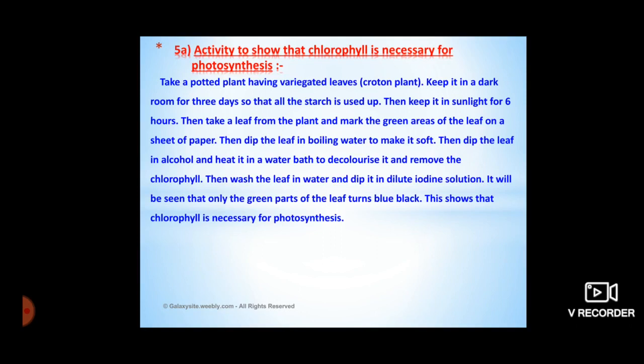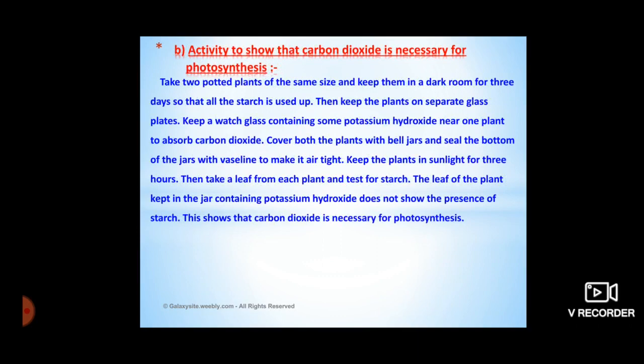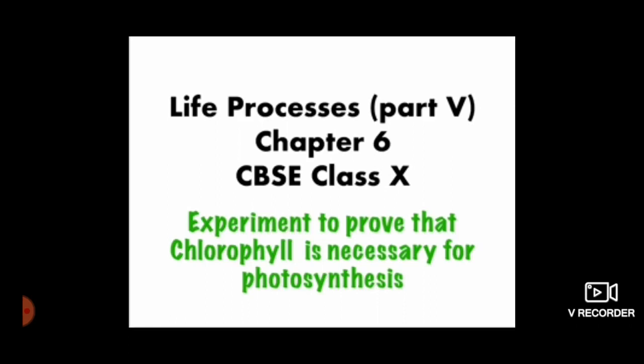Then we will see only the green parts of the leaf turn a blue black color. This shows that chlorophyll is necessary for photosynthesis. Hope you understand, children. So this was an experiment to prove that chlorophyll, the pigment present in the green parts of the plant, is necessary for photosynthesis.